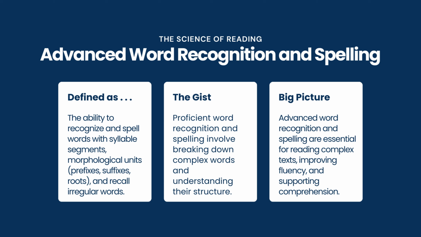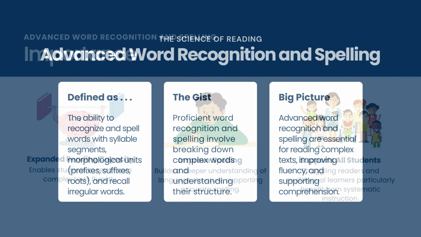In the big picture, mastering advanced word recognition and spelling is a critical step. It enables students to read increasingly complex texts fluently, which supports comprehension. Advanced word recognition and spelling supports a strong foundation for lifelong reading and learning.